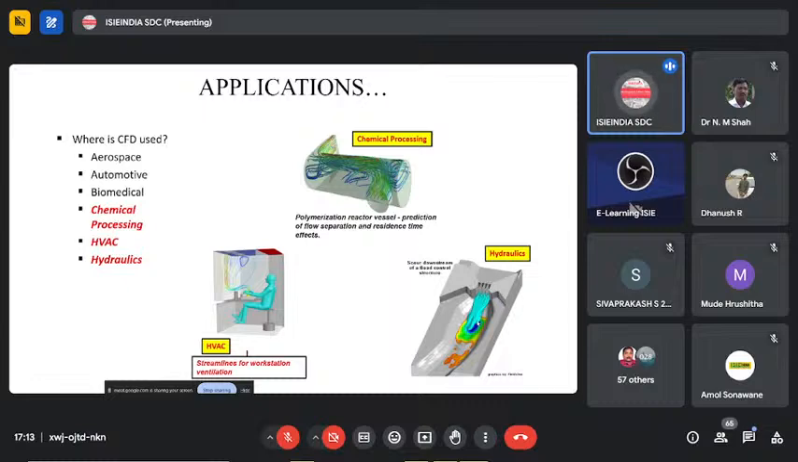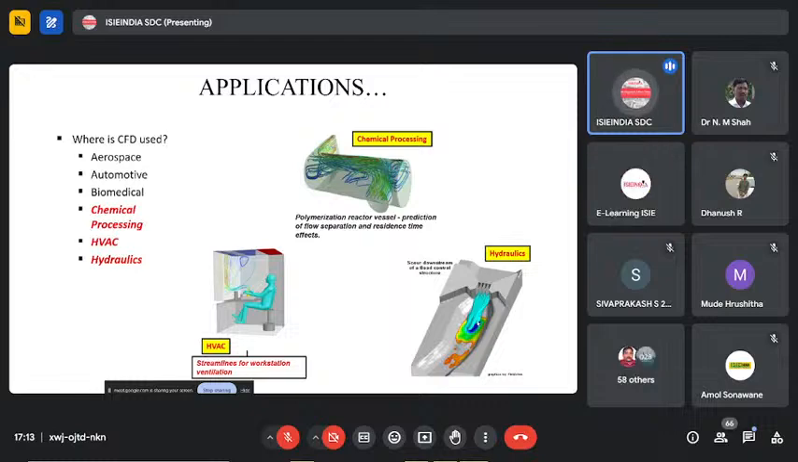In chemical processing, CFD is used in the polymerization reactor vessel to predict flow separations and residence time effects, which is crucial for optimizing the mixing and the reaction rates. It also ensures uniform product quality and prevents issues like dead zones or overheating. So these CFD concepts are also used in chemical processing.